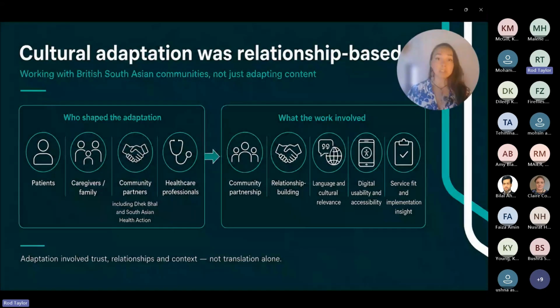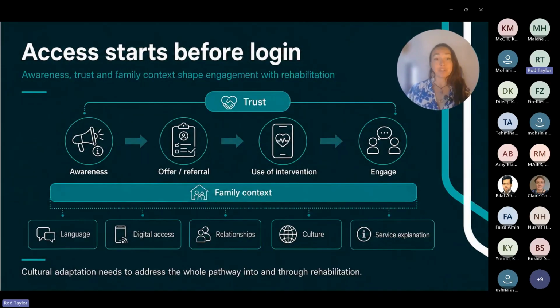One of the clearest messages from the work that we've done was that access starts much earlier than use of the platform itself. For a digital intervention, it is easy to just focus on whether someone can use the platform or not. But access begins much earlier than using the platform. It begins with awareness, explanation, eligibility, offer, and trust.